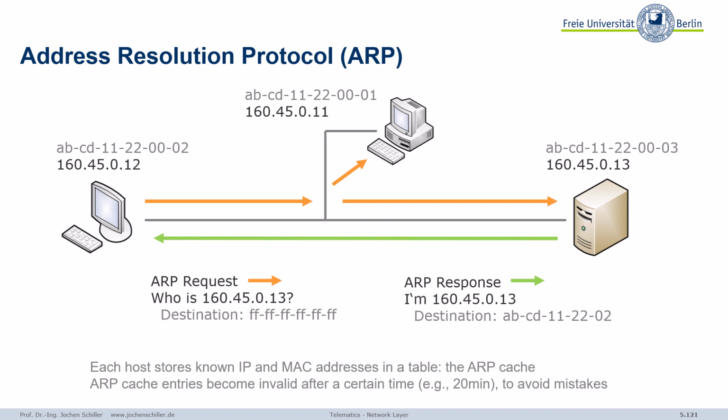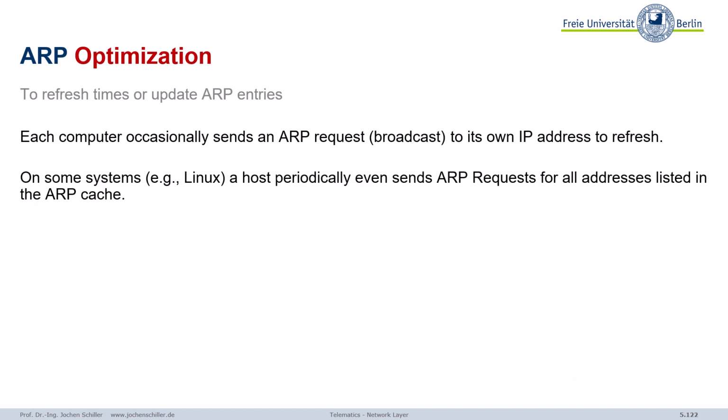There are different ways of optimizing this. So for example, computers occasionally send ARP requests to their own IP address just for refreshing the entries. Or in some systems, the host periodically sends requests for all addresses listed in the cache just to update the cache. That's the idea. So you refresh the entries.